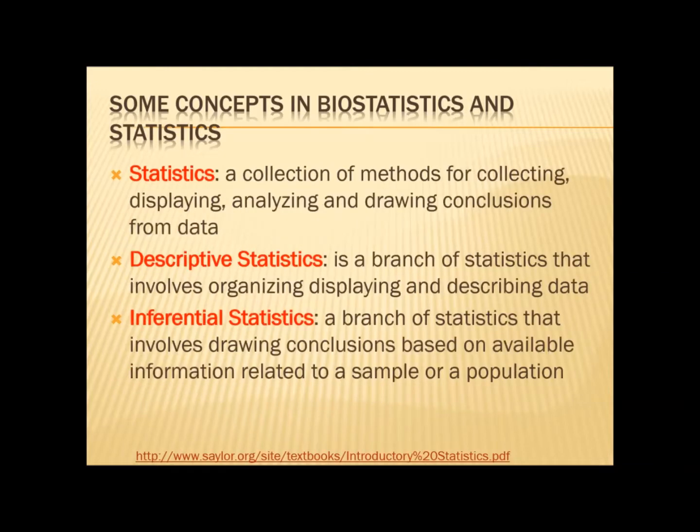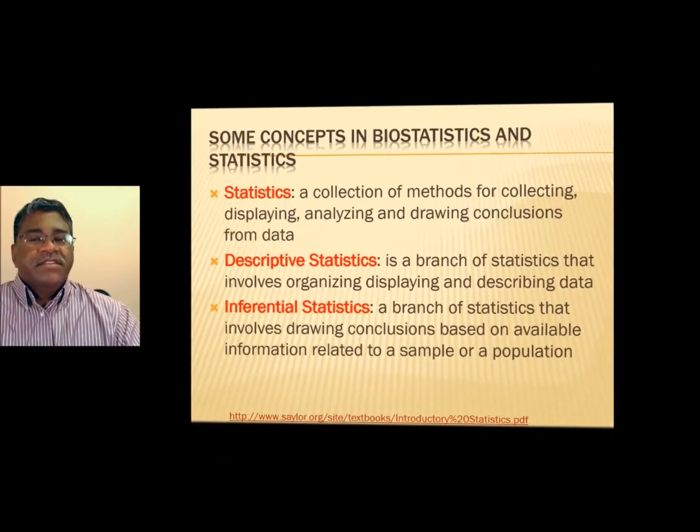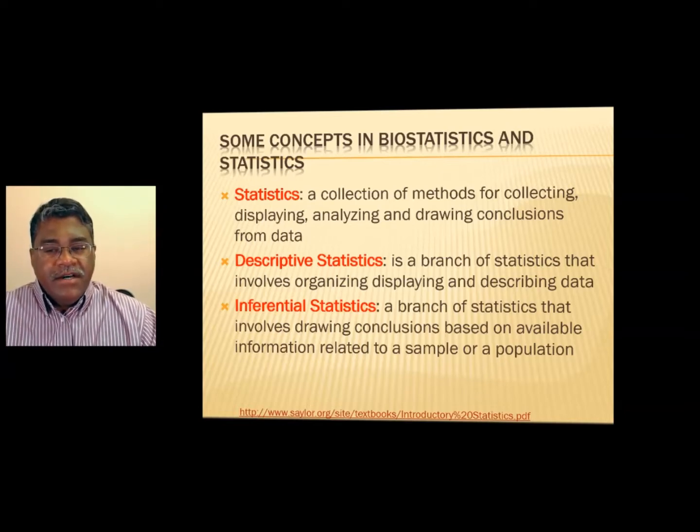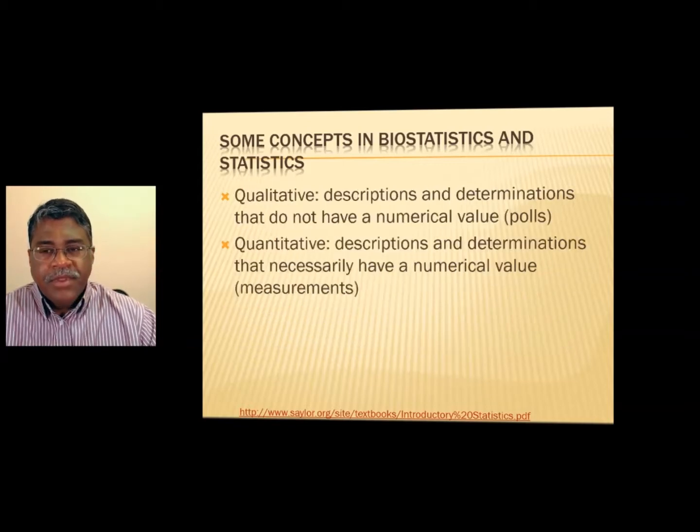Some other additional concepts in biostatistics and statistics. What is statistics? It is a collection of methods for collecting, displaying, analyzing, and drawing conclusions from data. Descriptive statistics is a branch of statistics that involves organizing, displaying, and describing data. And the third is inferential statistics. Remember, we talked about predicting the future, drawing conclusions, making inferences, extrapolating. That involves inferential statistics: a branch of statistics that involves drawing conclusions based on available information related to a sample or a population.